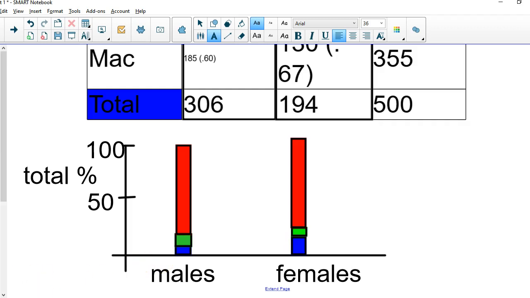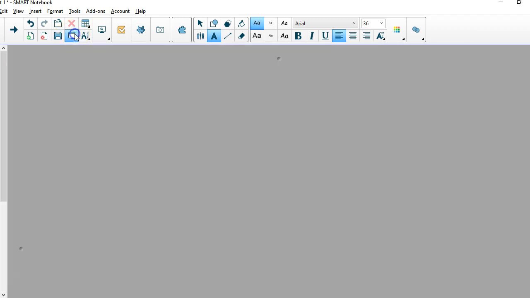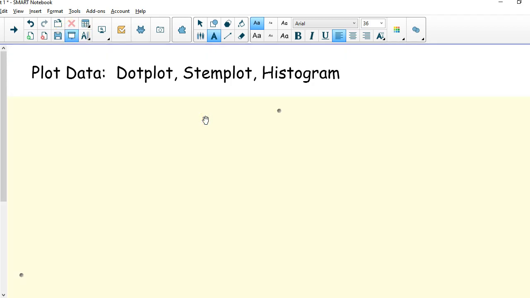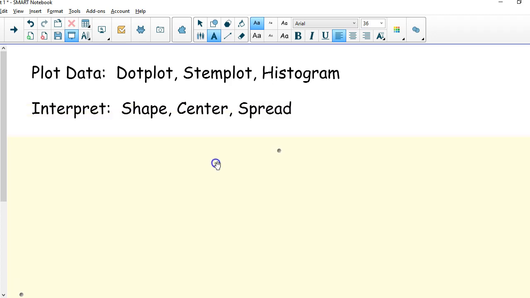Okay, moving on to quantitative variables. When we plotted quantitative variables, we plotted a dot plot, a stem plot, or a histogram. A dot plot is the easiest thing to do if there's not a lot of data. A stem plot is another nice one, and it should be used when you have a small sample size. And then a histogram is used when you have a large sample size. You need to go back and make sure you review how to do those three. I'm not going to go through them with you.